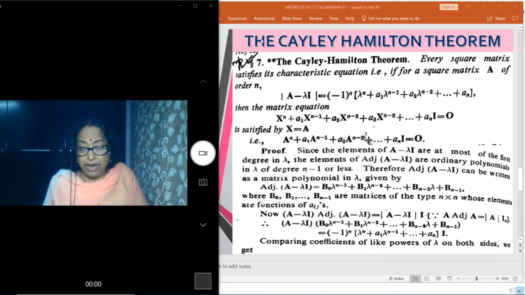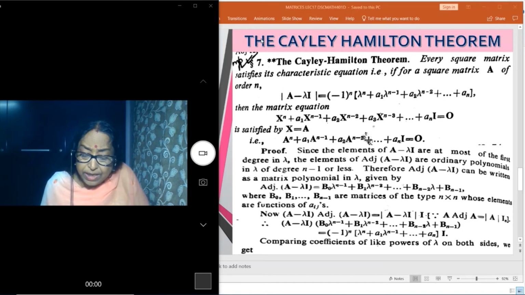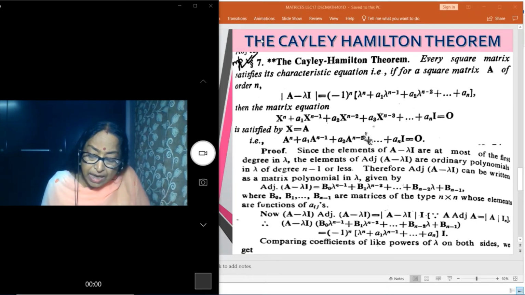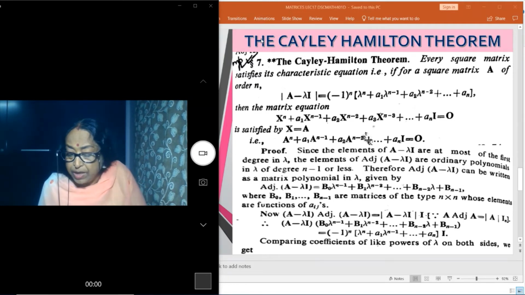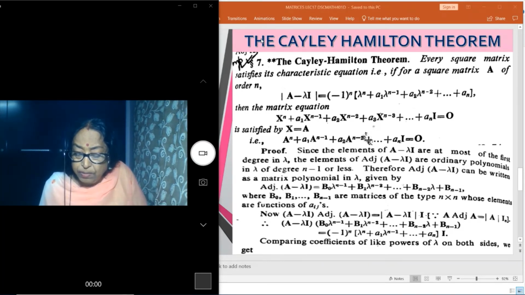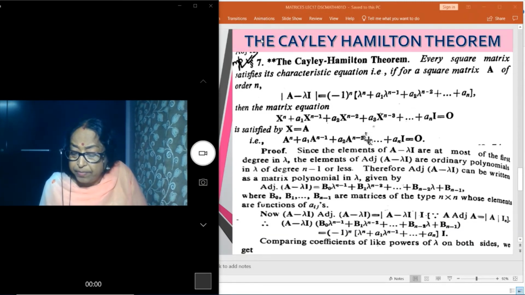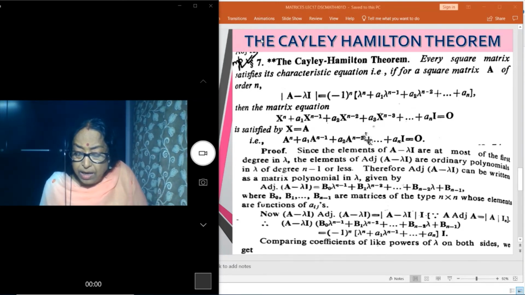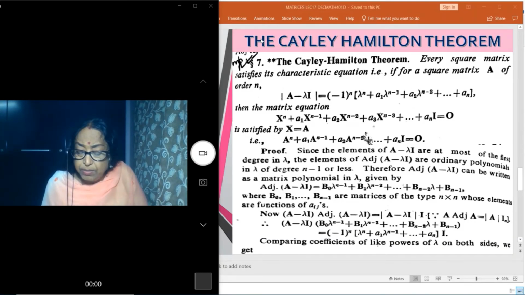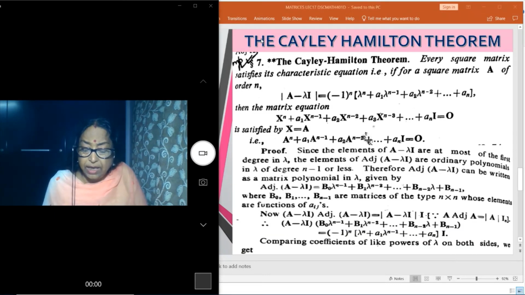Now A times adjoint A is equal to the modulus of A into I. In place of A we can write A minus lambda I. So (A minus lambda I) into the adjoint of (A minus lambda I), which is B0 lambda^(n-1) plus B1 lambda^(n-2) up to B(n-1), is equal to the determinant of A minus lambda I into I, which can be written as (minus 1)^n lambda^n plus a1 lambda^(n-1) up to an, into I.